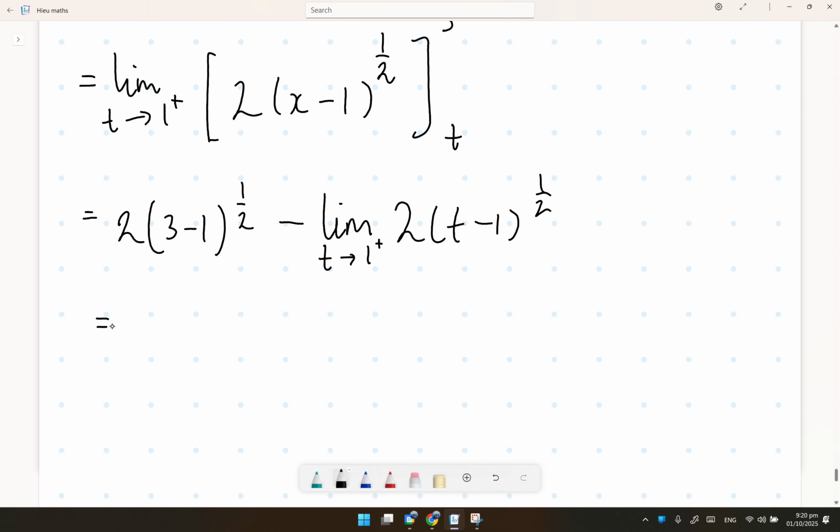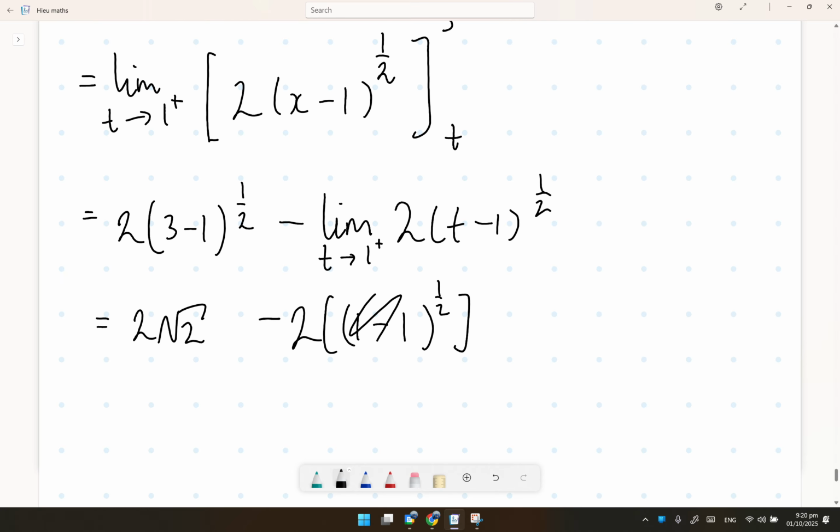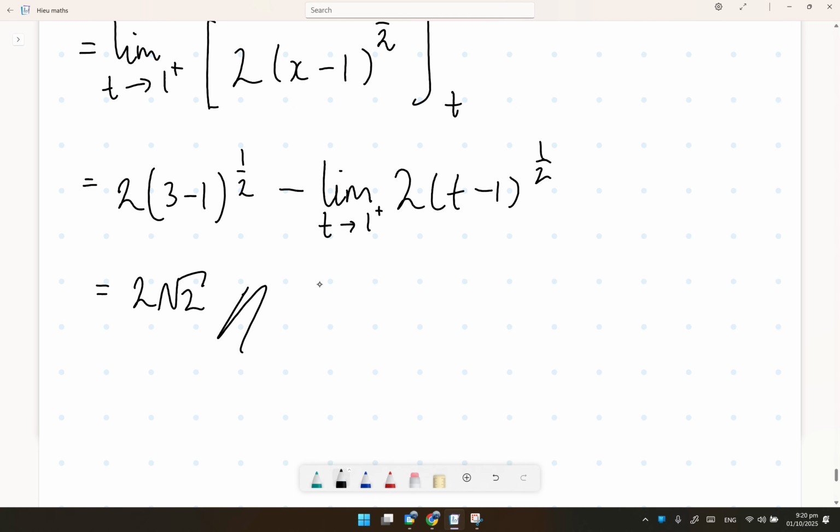Alright, guys. This is simply going to be the 2 root 2 minus, and here we're going to take 2 out, and 2, that's just the rule of limits. You can take the constants out. So now what we have here is, and then we put the 1 in here, so it's going to be 1 minus 1 to the power of 1/2. And 1 minus 1 is obviously 0, and so this 2 gets canceled out. Therefore, the limit is 2 root 2. And therefore, we know that this is a convergent improper integral.